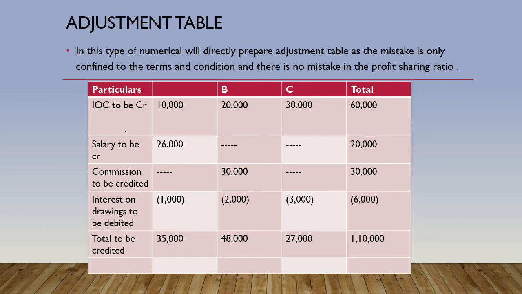Once again I beg sorry, because here 26,000 is the total amount. This is 26,000, remember. A's salary to be credited is 26,000, but unfortunately I have typed here 20,000. Sorry once again. So this is 36 minus 6, it will come 1,10,000, right?